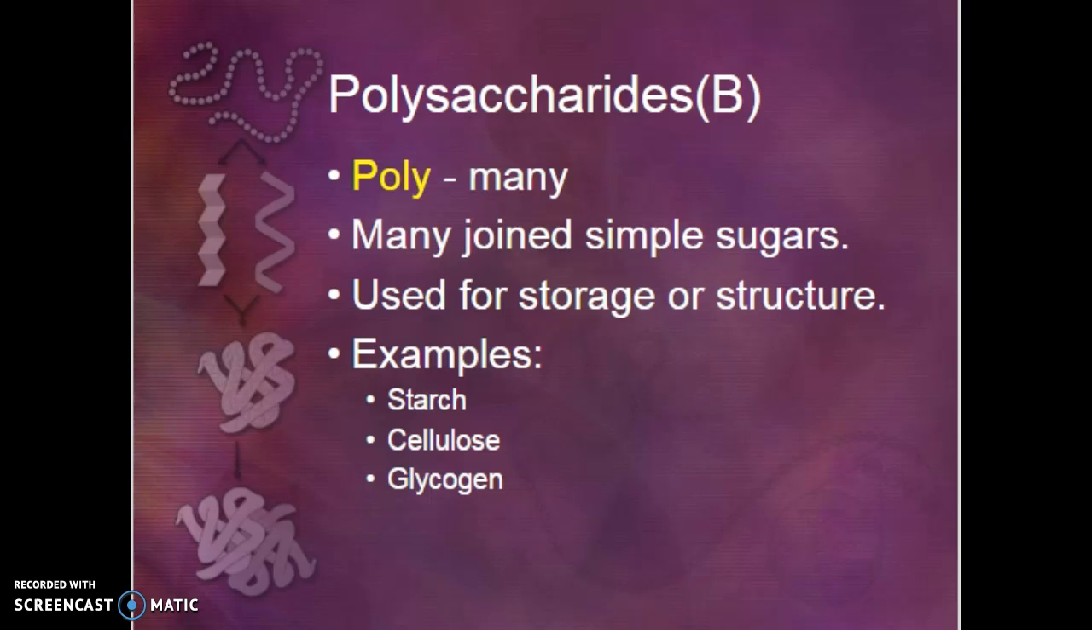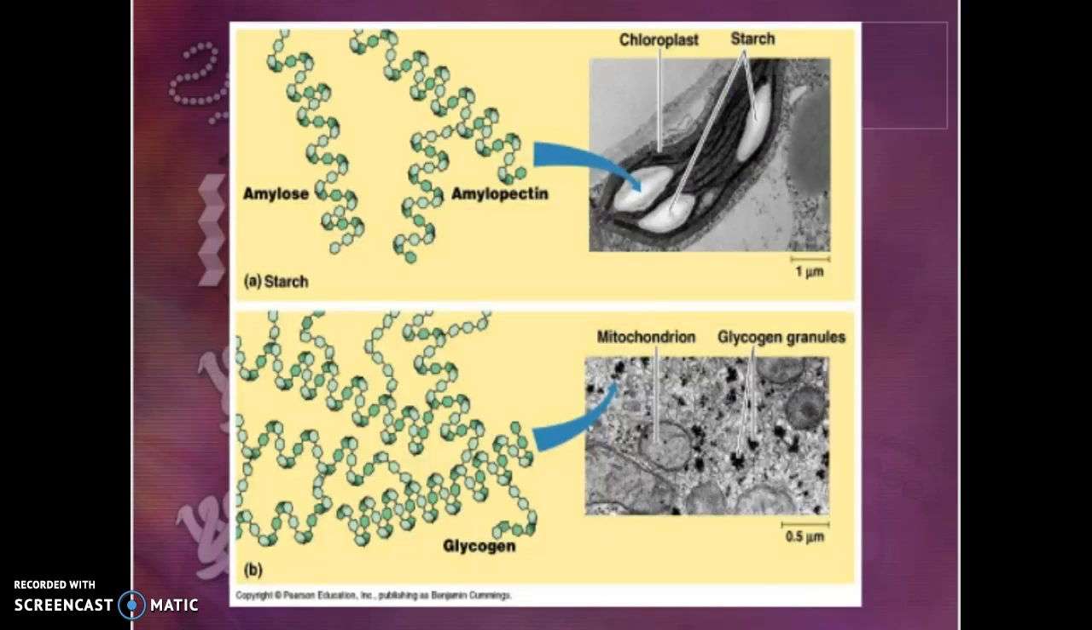Polysaccharides are going to be really long ones. Starch, cellulose, glycogen are examples of those. Usually used for storage. Sometimes they help with structure in the case of starch and cellulose in particular. But it's a whole bunch of simple sugars or monosaccharides connected. Here you can see glycogen. Each of those is a ring, and they're all connected. So that's for sure a polysaccharide.